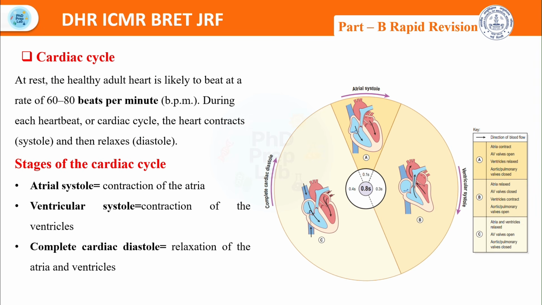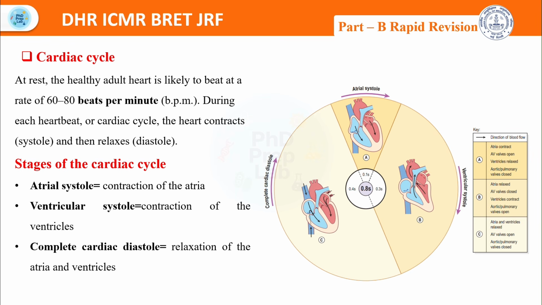Now we have the cardiac cycle, which is basically 60 to 80 beats per minute, showing how a healthy heart should act and how much it should beat. During each heartbeat, which is a cardiac cycle, the heart contracts, which is also called systole, and then it relaxes, which is also called diastole. There are certain stages of a cardiac cycle: the atrial systole, the contraction of the atria; the ventricular systole, which is the contraction of the ventricles; and the complete cardiac diastole, which is the relaxation of the atria and the ventricles.